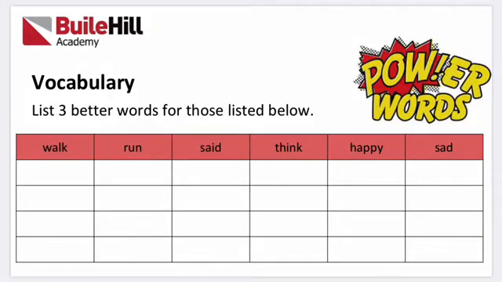In front of you is a grid. At the top of the grid are some commonplace everyday words. What I'd like you to do is write those words down, and next to them or underneath them, write down words that you would use to replace them in your writing that you might think are better. Have a go at that now. Pause the video if you need to.